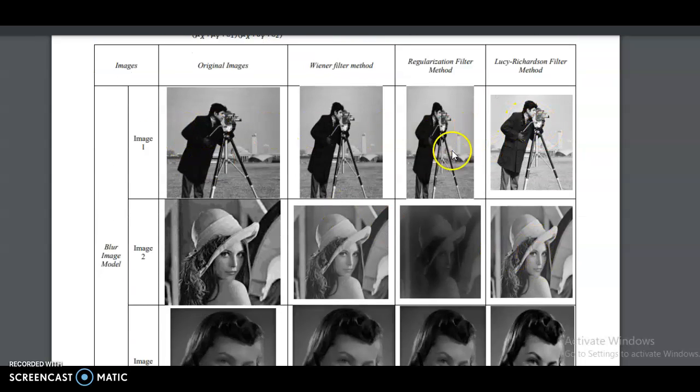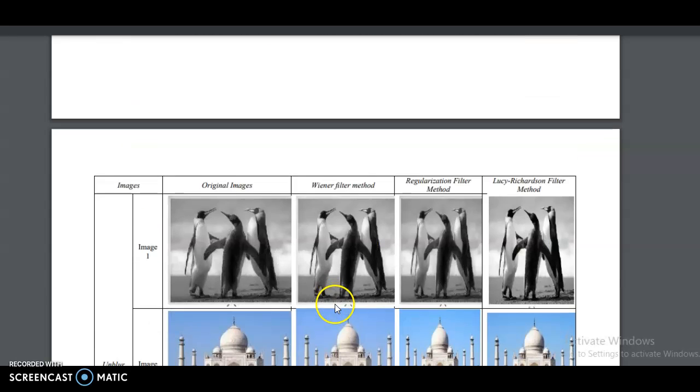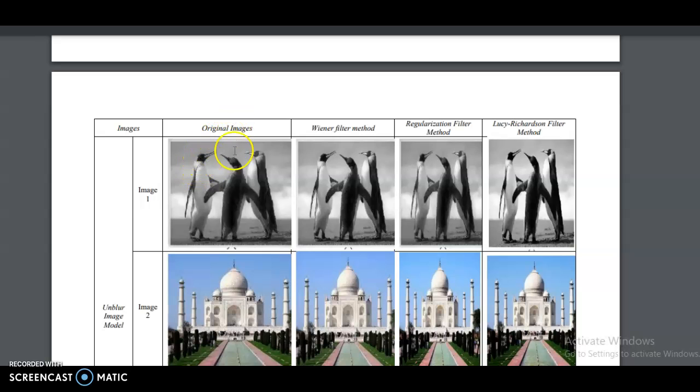So among these, this is the original image. Here is the difference for the Wiener filter, regularization filter method, and the Lucy Richardson method. Here the regularization filter method is different. The disadvantage is that the shadow is there. Here no shadow, that much. In the same original images, Wiener filter, regularization filter method, Lucy Richardson filter method.